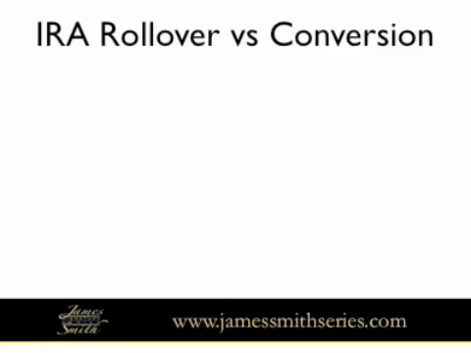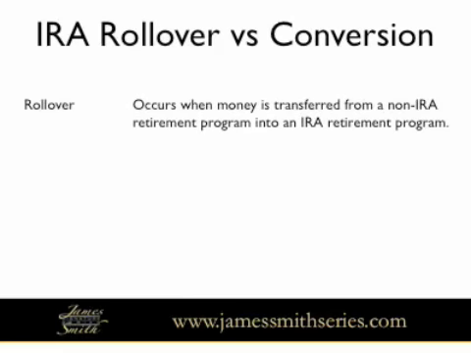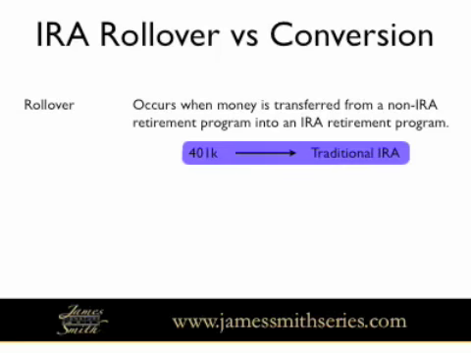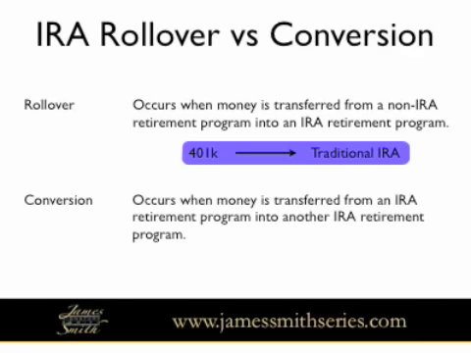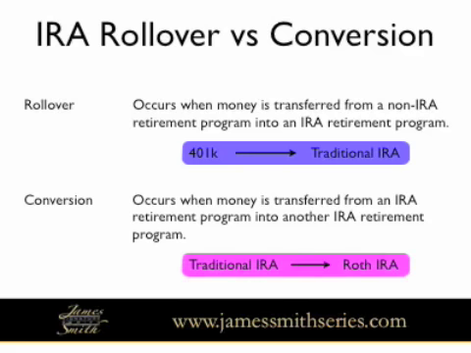First, let's discuss the difference between an IRA rollover and a conversion. A rollover occurs when money is transferred from a non-IRA retirement program into an IRA retirement program. An example of this would be if funds were transferred from a 401k into a traditional IRA. A conversion is a little different. It occurs when money is transferred from an IRA retirement program into another IRA retirement program. An example of this would be if funds were transferred from a traditional IRA into a Roth IRA.